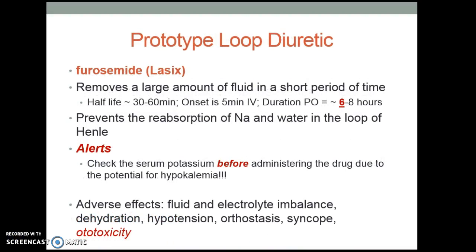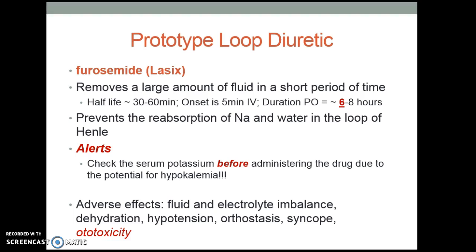Your prototype loop diuretic you're all familiar with, and it's furosemide, also known as Lasix. Lasix is the go-to when you want to remove a large amount of fluid in a short period of time. The half-life is 30 to 60 minutes. When you give it IV, its onset is going to be 5 minutes, so it happens very quickly. Duration, if you give it PO, is about 6 to 8 hours. Also an important thing to cover with patients when you're discussing medication compliance, because if they know that they're going to have to urinate for 6 to 8 hours, then they may not take their medication when they need to.